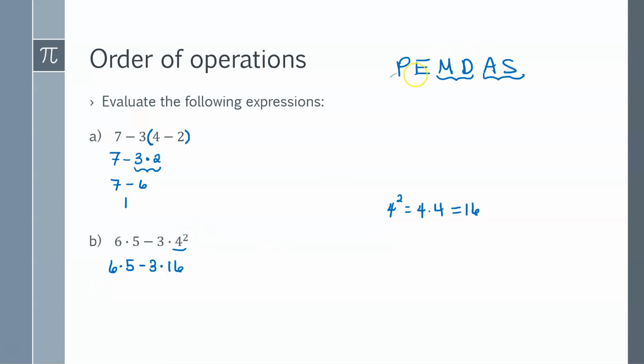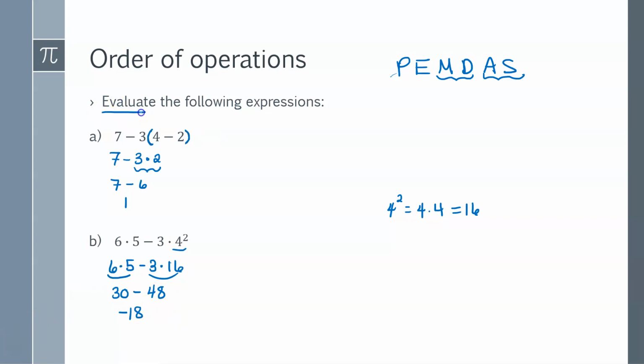Now, once we have those exponents done, all we have left is multiplication and subtraction. Now, the multiplication is stronger than subtraction, so we're going to do that first. So 6 times 5 is going to be 30. And then 3 times 16 is going to get me 48. Last but not least, let's subtract those. 30 minus 48, that's going to leave you with a negative 18. Okay, and that's completely simplified.